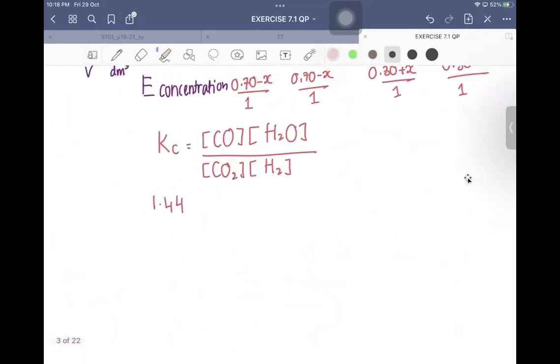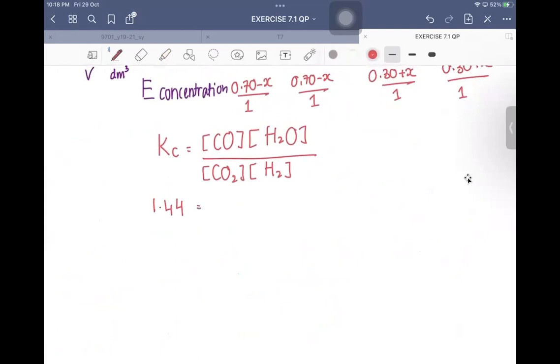Okay. Next, the concentration of carbon monoxide would be 0.30 plus X times 0.30 plus X, over the concentration of my reactant CO2, 0.70 minus X, times the concentration of my hydrogen, 0.70 minus X.